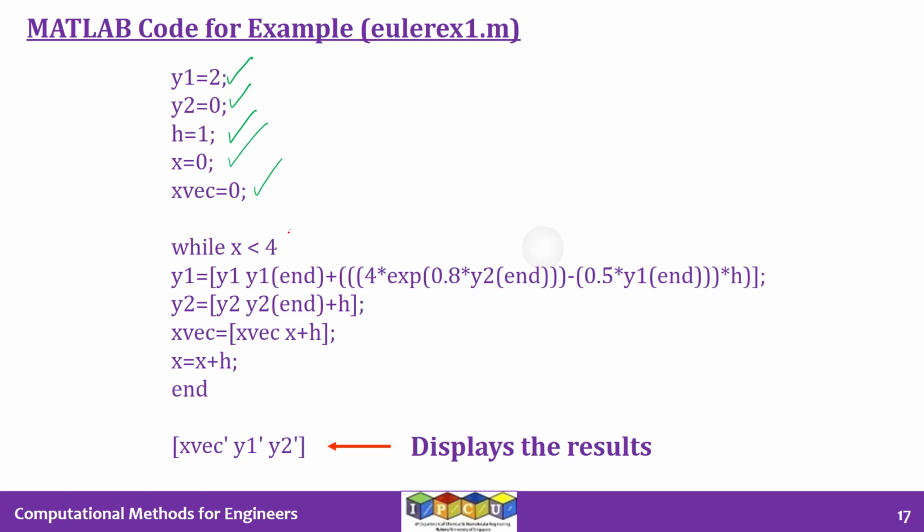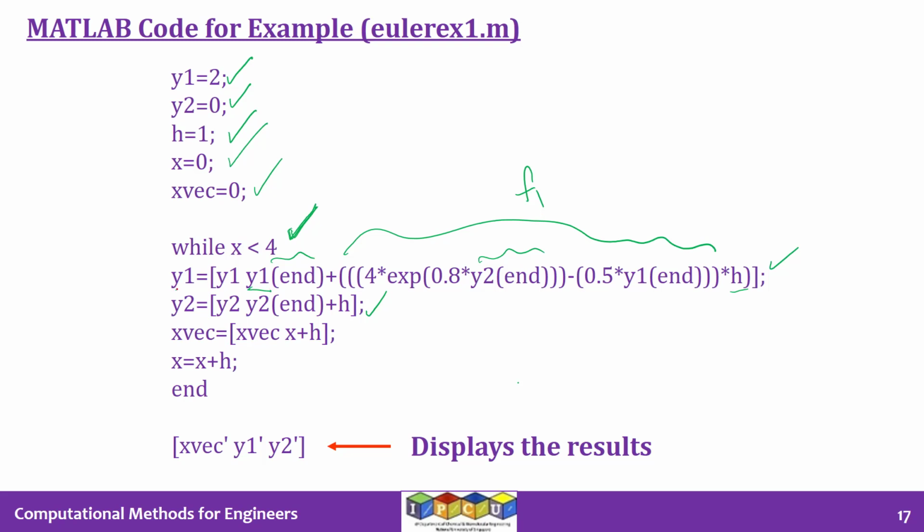And then this while loop. There I said while t less than 0.25 because we wanted to stop at t equal to 0.25. Here we want to stop at x equal to 4. Therefore, the while command is while x less than 4. Then the expressions for y1 and y2 separately. y1 uses y1 end and y2 end, exactly like we used y end there. And then this is f1. So f1 times h added to the previous value of y gives you the new value of y.